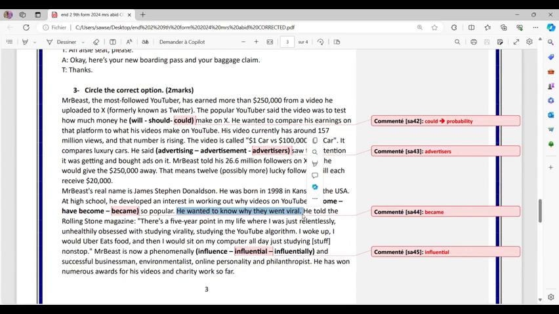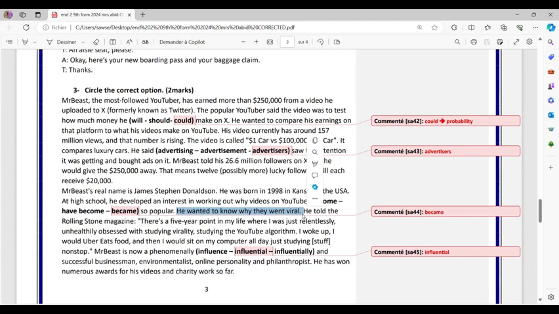He told the Rolling Stone magazine, "There's a 5 year point in my life where I was just relentlessly and unhealthily obsessed with studying virality, studying the YouTube algorithm. I woke up, I would Uber Eats food, and then I would sit on my computer all day, just studying stuff nonstop."